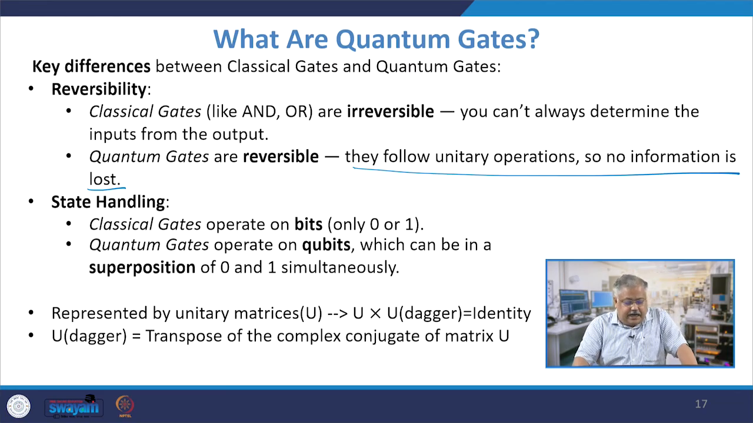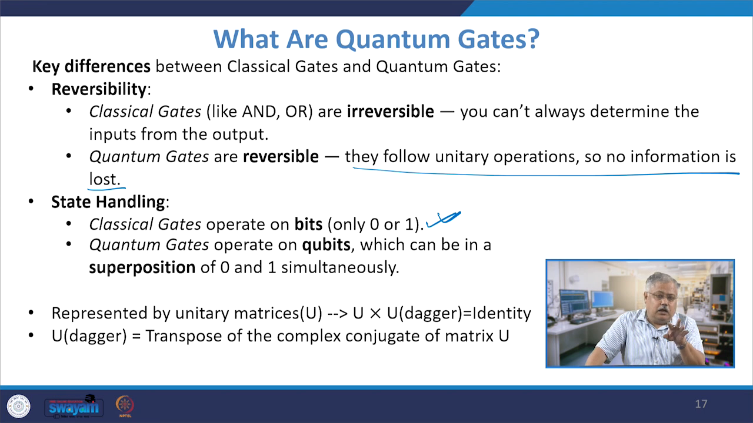Let us look at state handling. Classical gates, as you all know, operate on bits. So you can have a 0 or a 1, and you are very much aware that 0 and 1 are defined by the absence or presence of a pulse. Quantum gates operate on qubits, and these qubits can be a superposition of zeros and ones, depending upon the state of the system and the weight which is applied to 0 and 1.